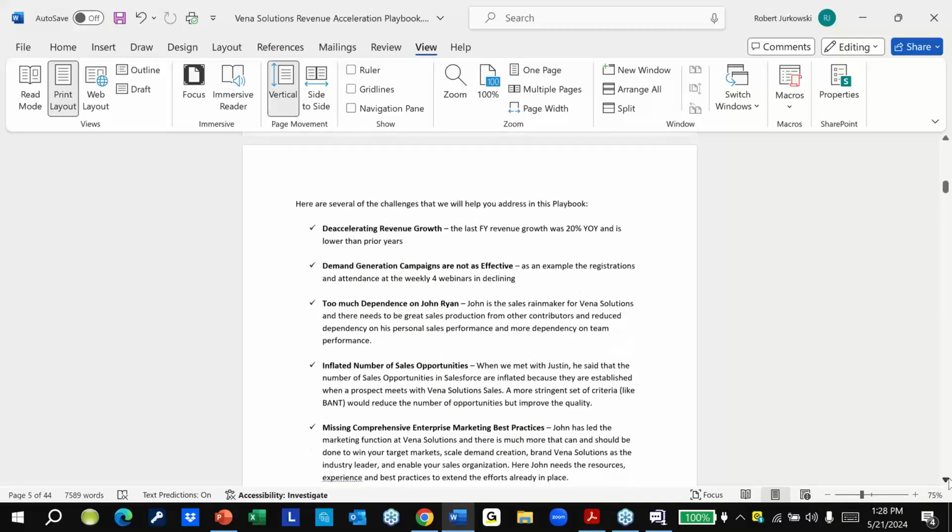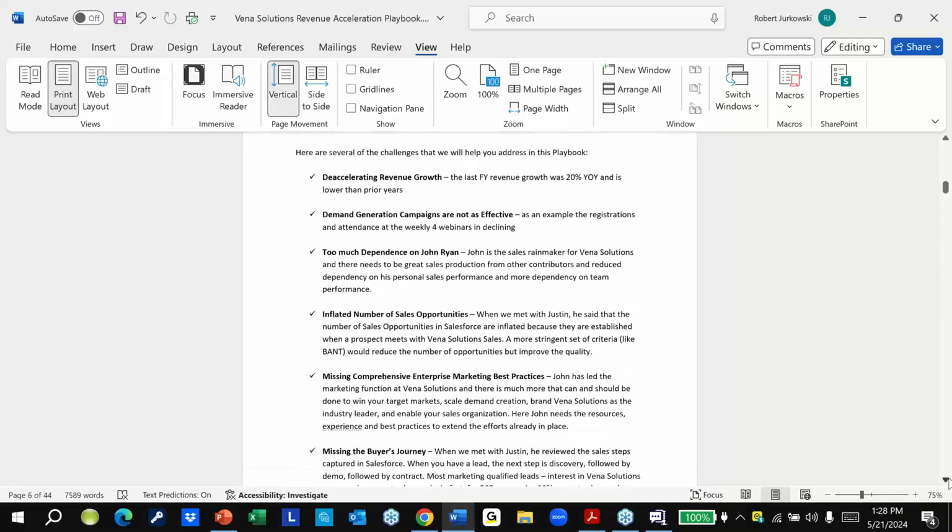Every company has challenges to grow. We all hit ceilings, and you've got to break through those ceilings. So these were some of the challenges they had in terms of growing revenue. In their case, some of the demand generation campaigns just were not effective. They had too much dependency on one person, their VP of sales, and you could see some of the challenges that they had.